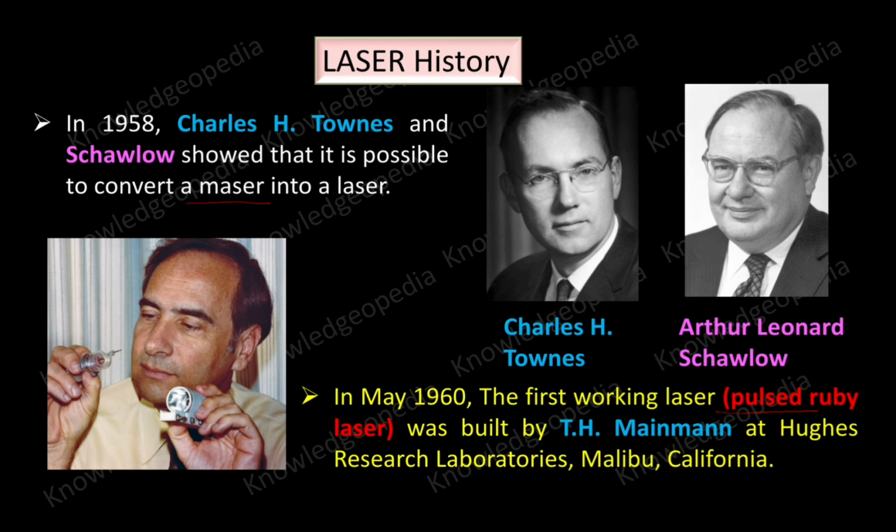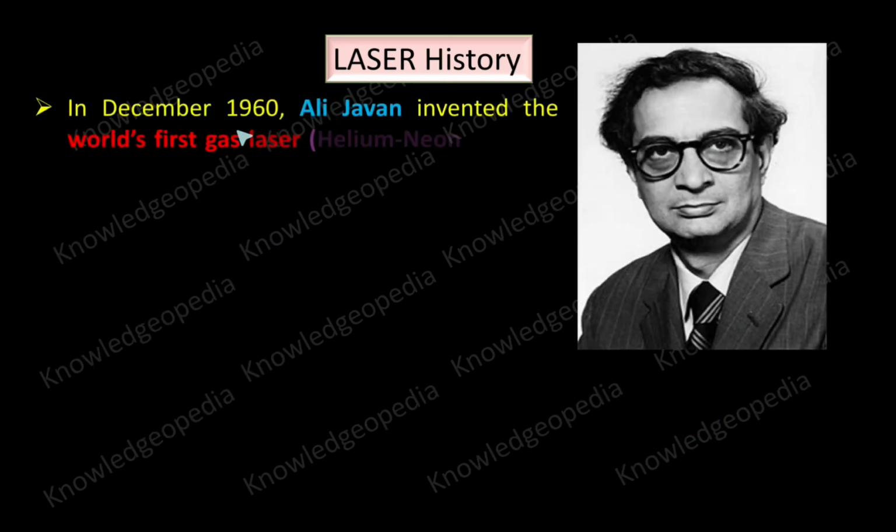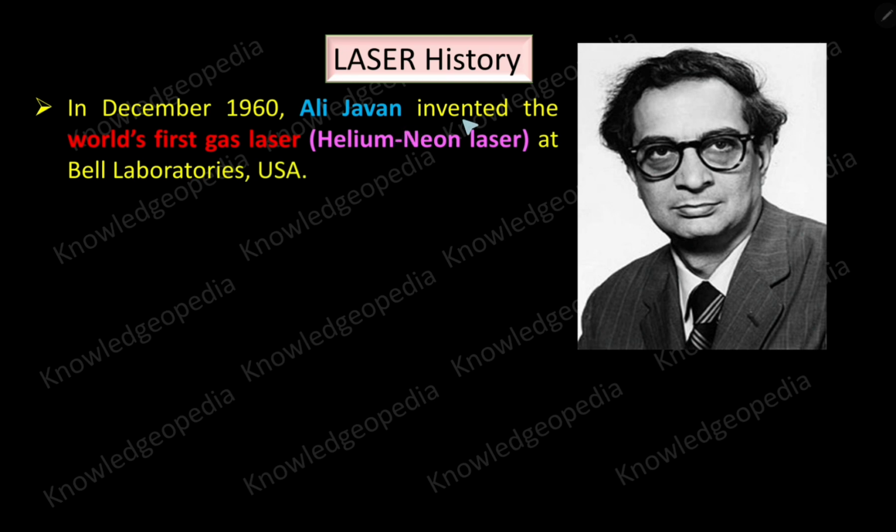The scientists were not satisfied with the pulsed output. So they tried to get a continuous source of radiation from this device, and in the same year, in December 1960, Ali Javan invented the world's first gas laser, that is the helium neon laser, at Bell Laboratory, USA. This helium neon laser could produce a continuous beam of light.